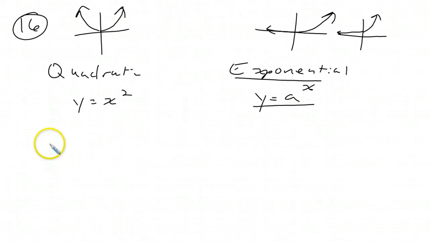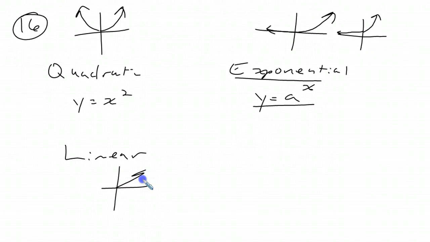The other one is our linear function. Hopefully we remember linear, because if we just cover up the "ar", we just have line. Well, that's just this parent function, such that it is a line. We know it's y equals mx plus b, but really our parent function is just y equals x.